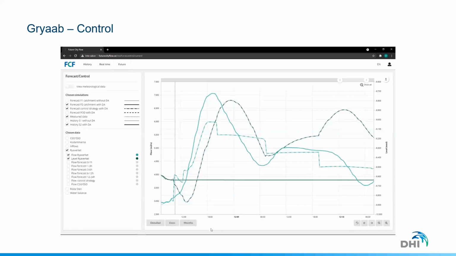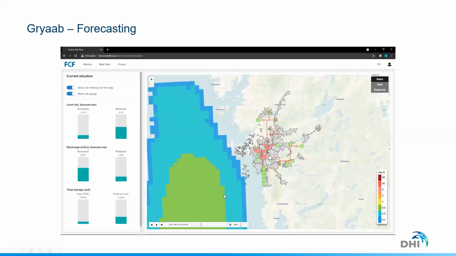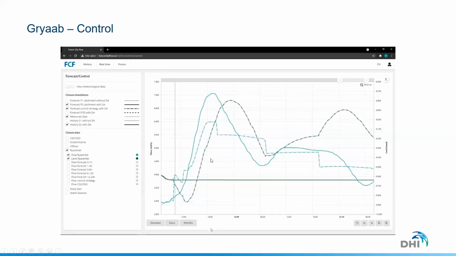So with the rain that we saw on the previous screen, coming in here, you see a rasterized picture here. We can see the expected flow if you do not use the system control strategies that are suggested by Future City Flow, and that's the line that we have here. Below here, you can see the expected flow if using the system control strategies.